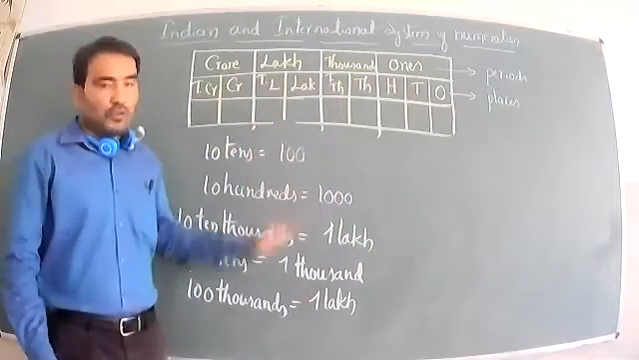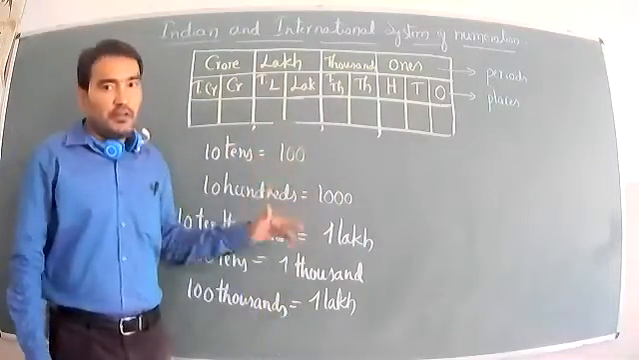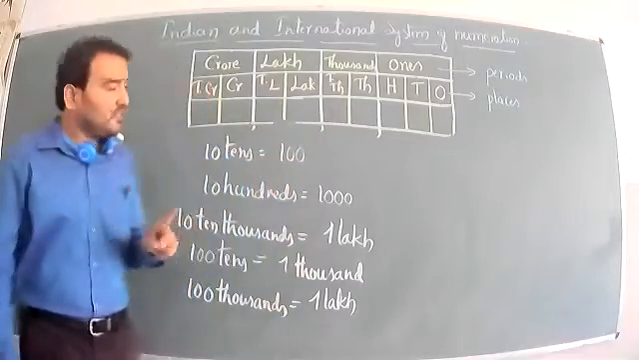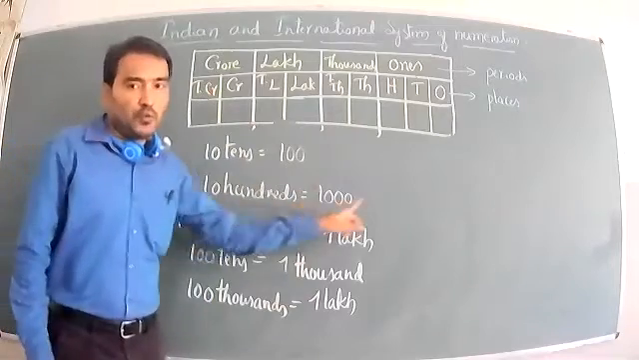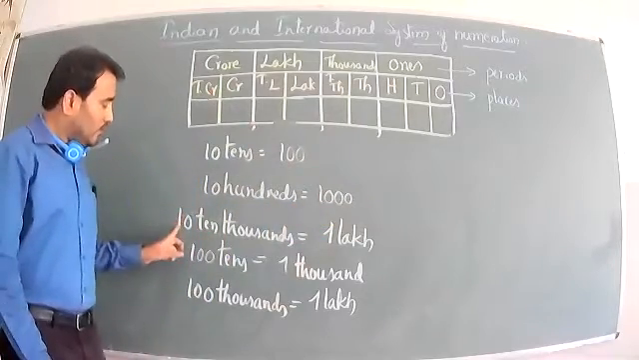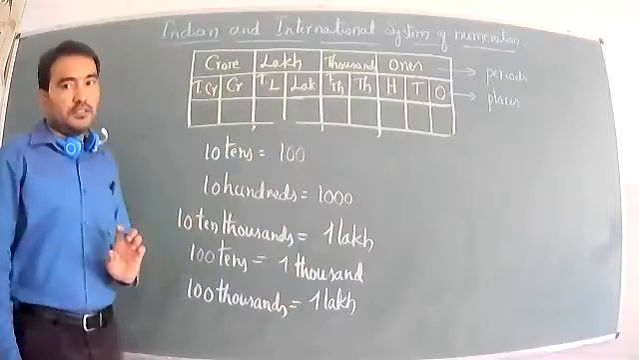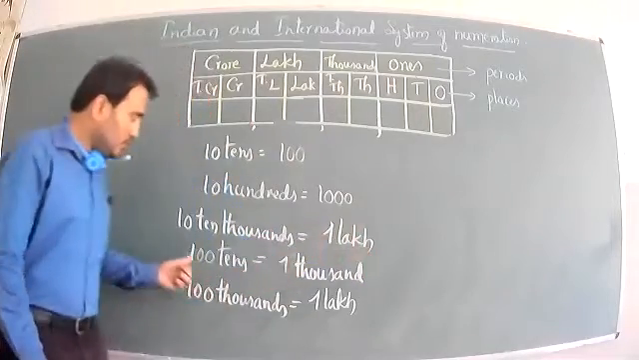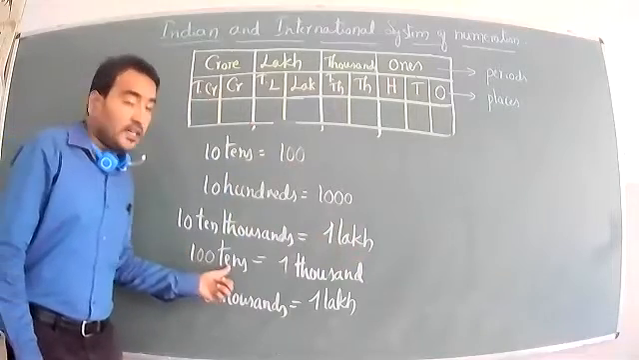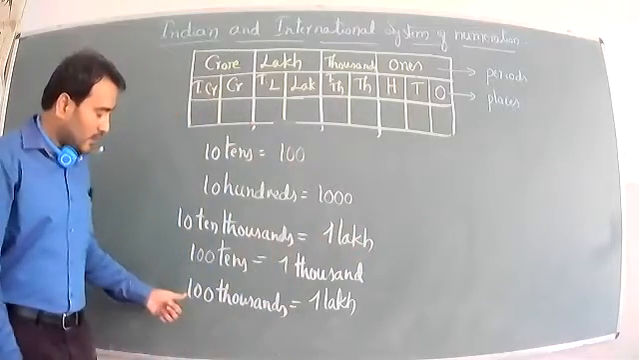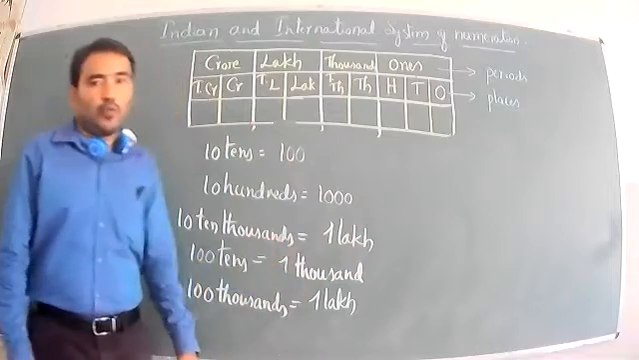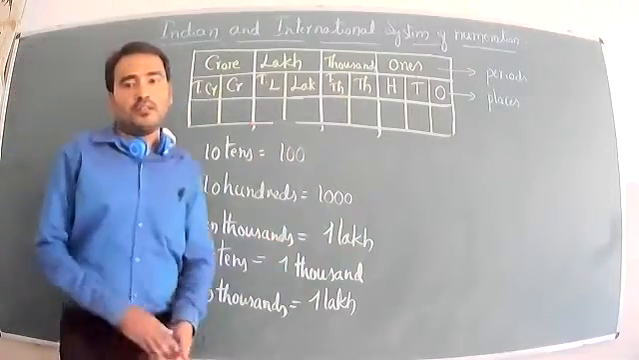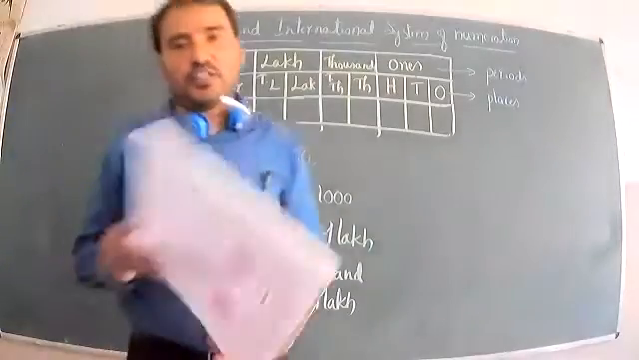Okay, the concepts are very easy. Learn, I will tell once again. 10 tens means 100. 10 hundreds means 1000. Now 10 ten thousands make 1 lakh. 100 tens means 1000. Next, 100 thousands means 1 lakh. Okay, now with this concept, write in the Indian system of numeration.